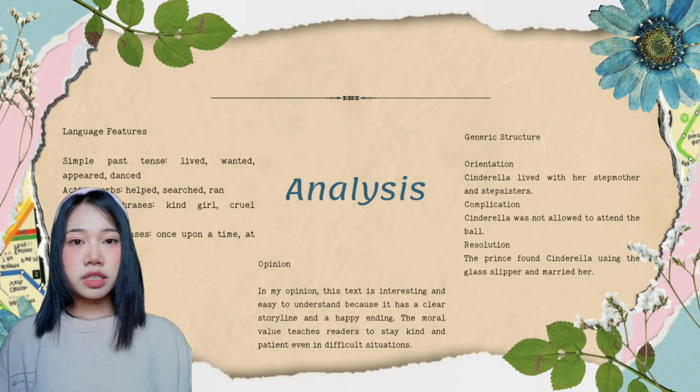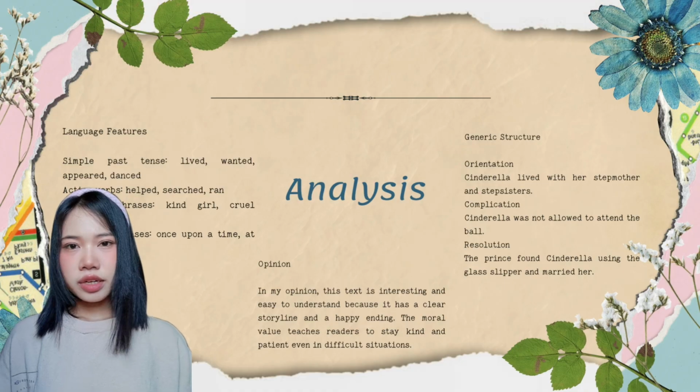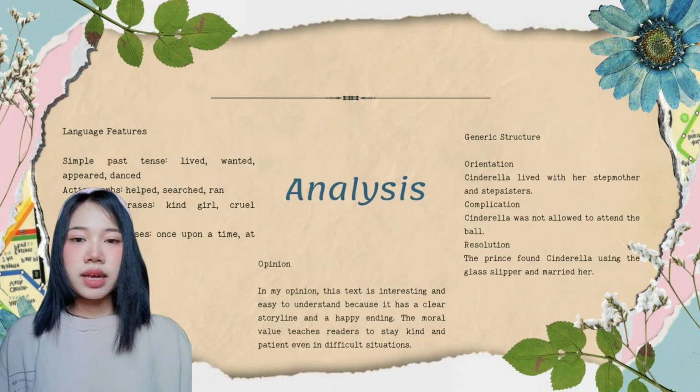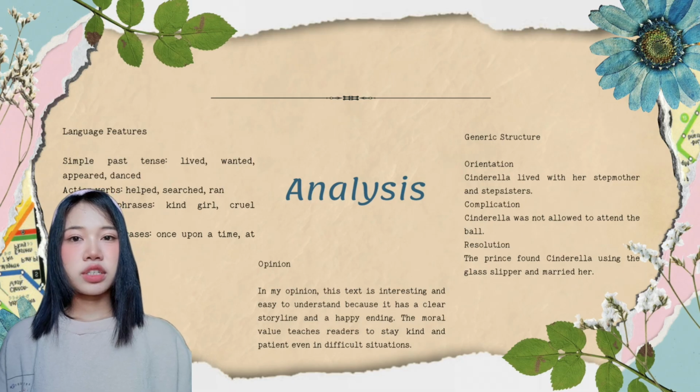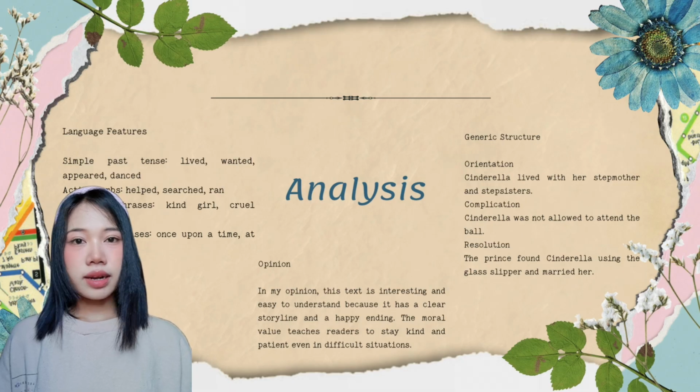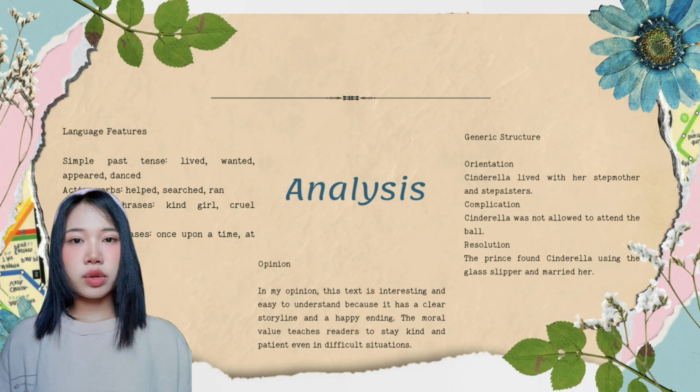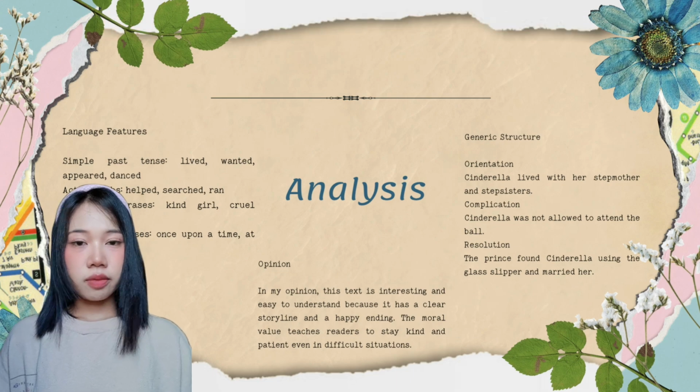For the language features, these texts use simple past tense like live, want, and dance, action verbs like help and searched, and adjectives such as kind girl and cruel stepmother. In my opinion, this text is interesting because the storyline is easy to understand and it has a good moral value about kindness and patience.